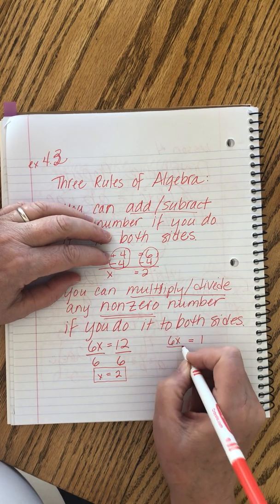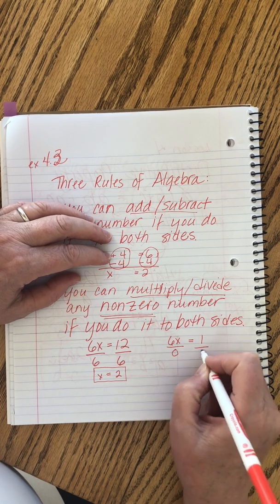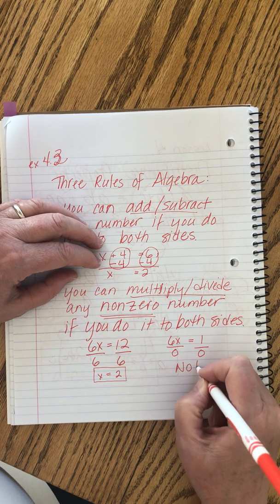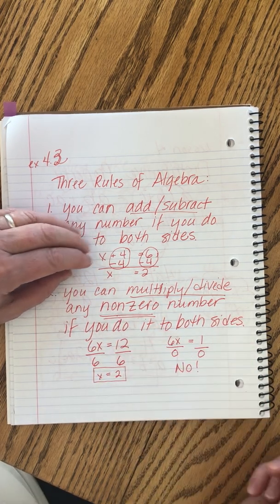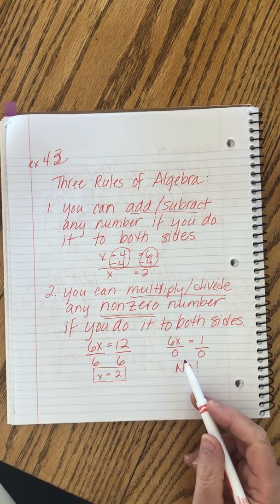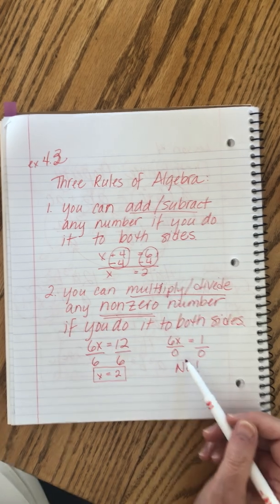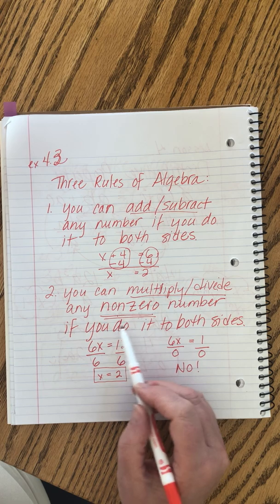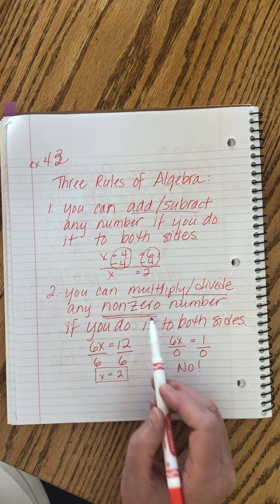Let's just say you wanted to divide this by 0. You can't do that, right? You can't divide by 0 because that blows up the kingdom. So that's why we have to say non-zero. We can't divide by 0. We can multiply things by 0, but we can't divide by 0. So that's why this rule has this special word added to it.